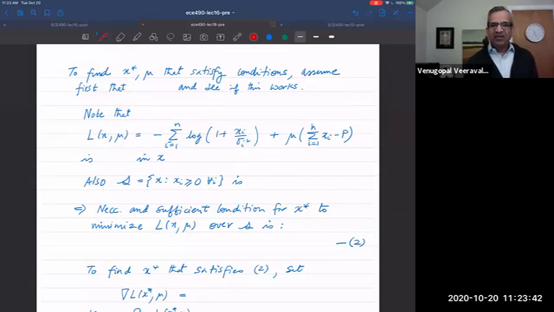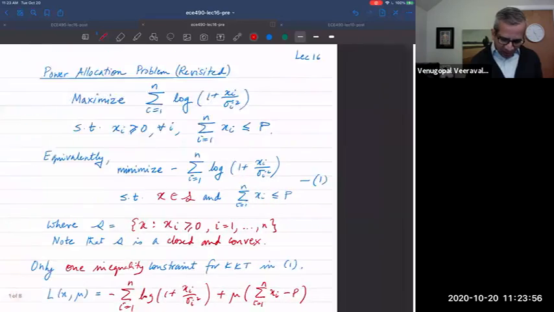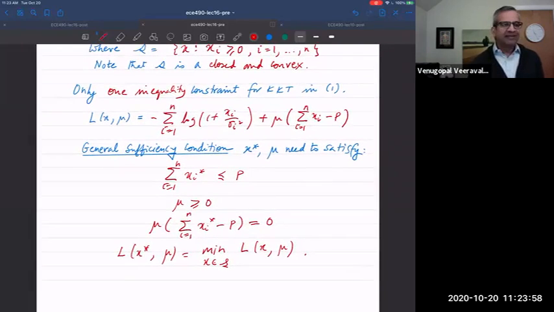Okay, so we need to find x star and mu that satisfy the sufficiency conditions. We assume that mu is positive first and see if that produces the answer, because once we show that these conditions hold, we're done. We don't need to go further. We found the global minimum.